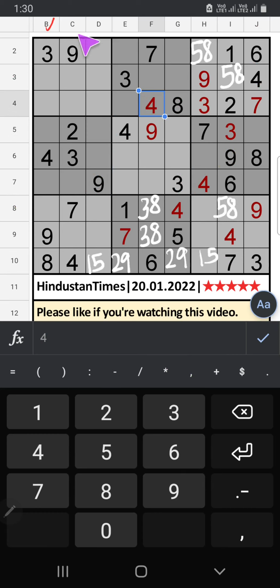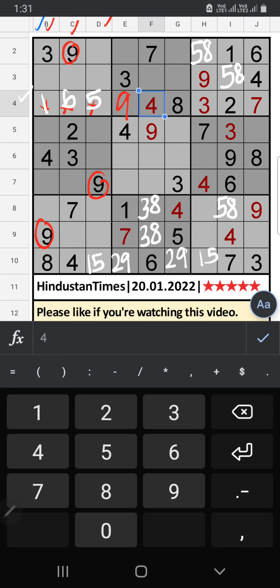Column B and column C and column D, we have 9. So 9 can't come in these cells. Then the 9 is confirmed here. In 4th row, 3 numbers are remaining, 1, 6, 5. We will confirm later.